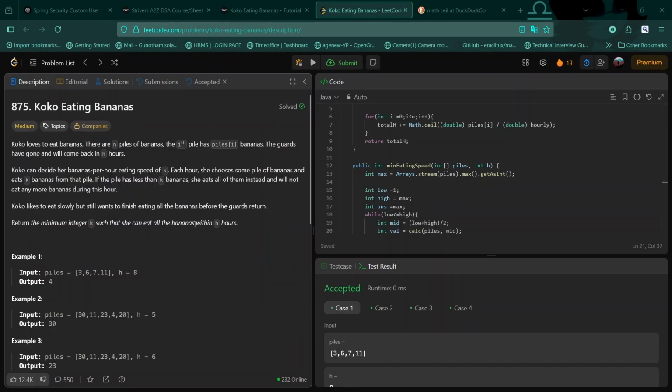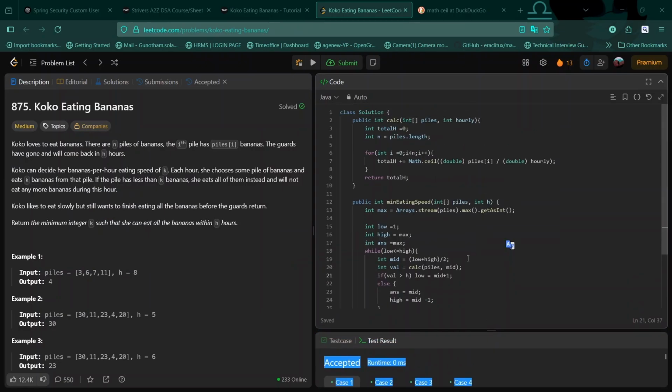So yeah, what I did here is, as we know, the maximum amount of bananas Coco can eat in an hour is the highest pile. So it will take at least 4 hours to finish this. But we need to find the minimum amount of bananas that she can eat.